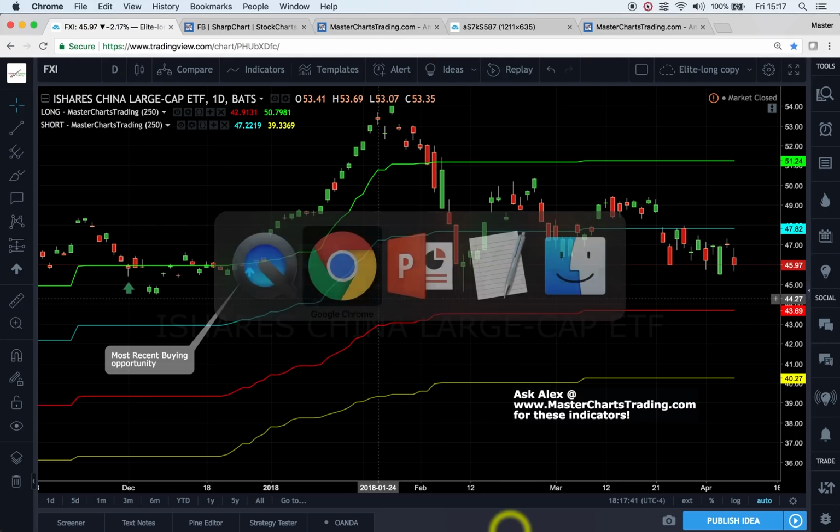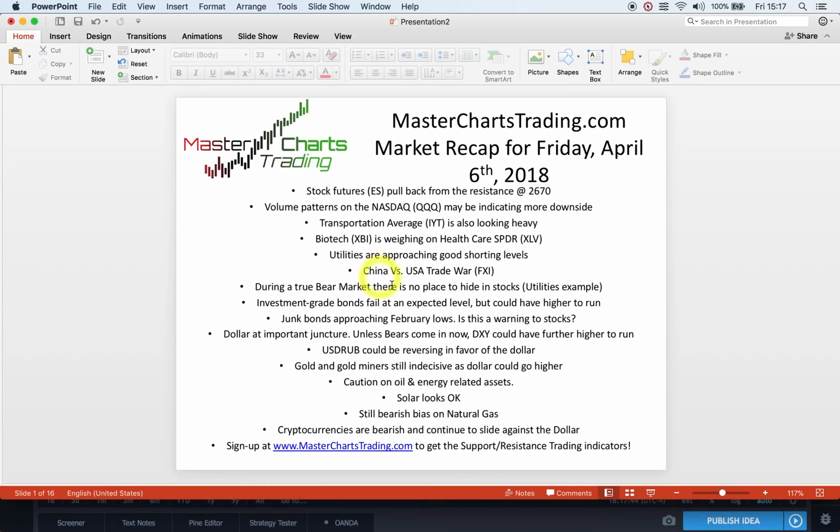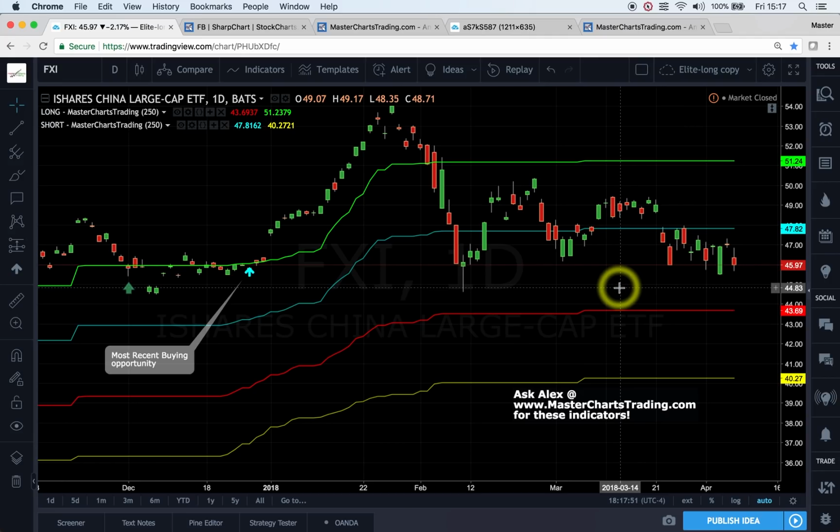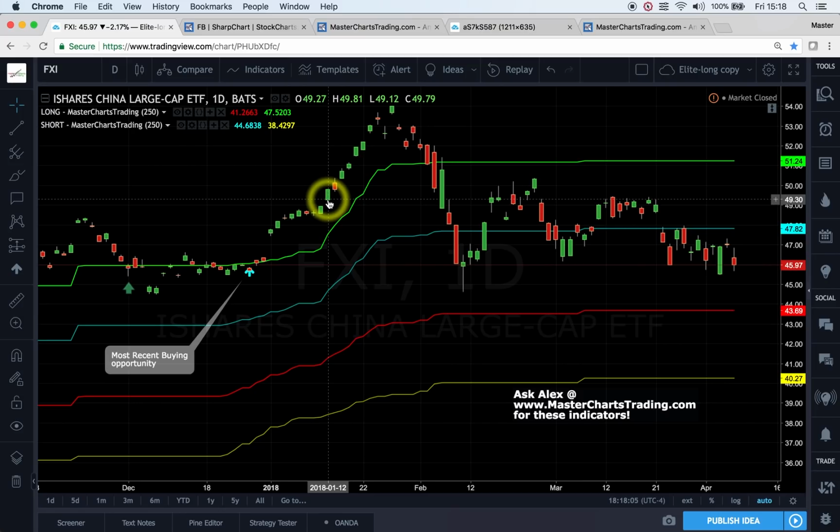Okay, let's continue with our agenda, and we'll look at China versus USA trade war with new sanctions, with the new tariffs from both countries going into effect. What is it doing to the stock markets of both countries? So here's FXI China. This is a kind of like a proxy for the Chinese economy, large cap ETF. Here I still see a bullish chart.